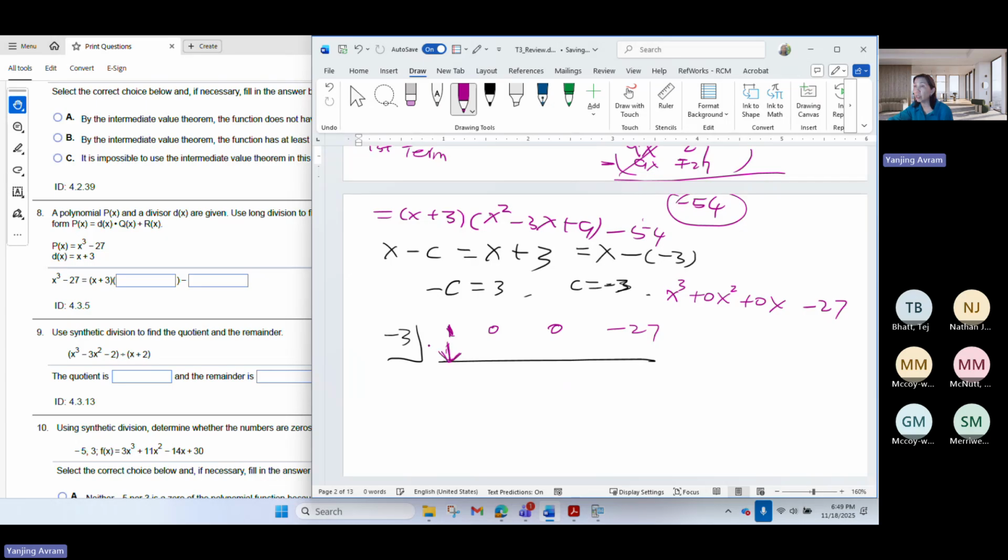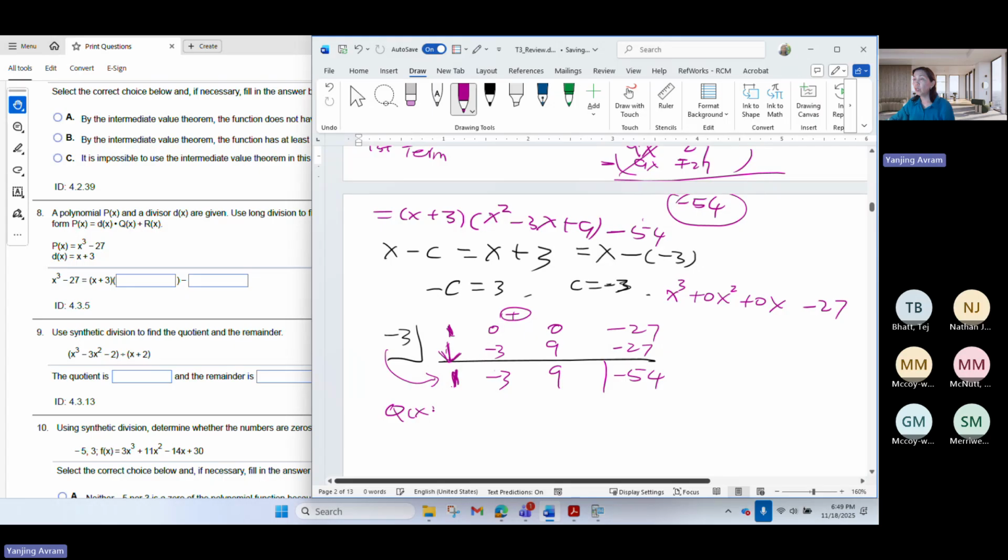You bring the first number down. So bring 1 down. All right, and then you start multiplying negative 3 times 1, you got negative 3. The good thing is this one you're using addition. All right, 0 plus this one is still negative 3. And then you multiply again, negative 3 times negative 3, you got 9. Okay, and then negative 3 times 9 here, you got negative 27. So you add these two together, it is negative 54. So negative 54 is your remainder, same thing as we have in here.